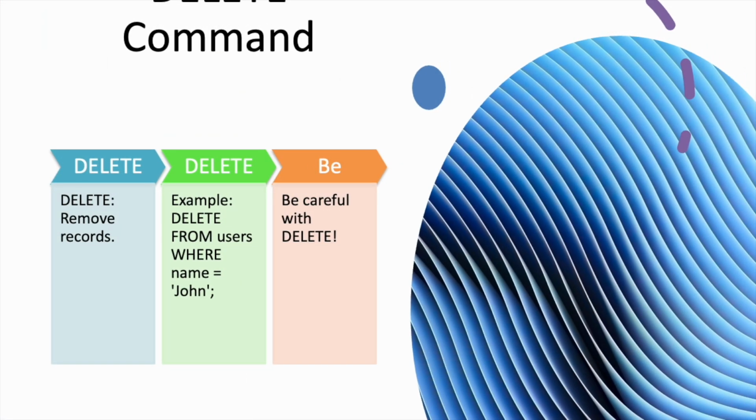The next command is delete command. The delete command removes records from the table. For example, if you want to delete one user from the users table, we will use the query DELETE FROM users WHERE name = 'John'. So it will delete that row where the name is John. Always use where with a delete command, otherwise it will delete all the rows from the table. So be careful when using delete, especially without a where clause, as it can remove all rows from the table.